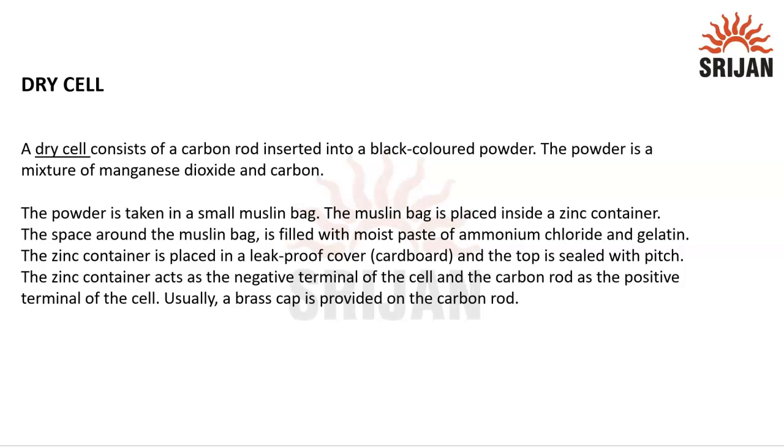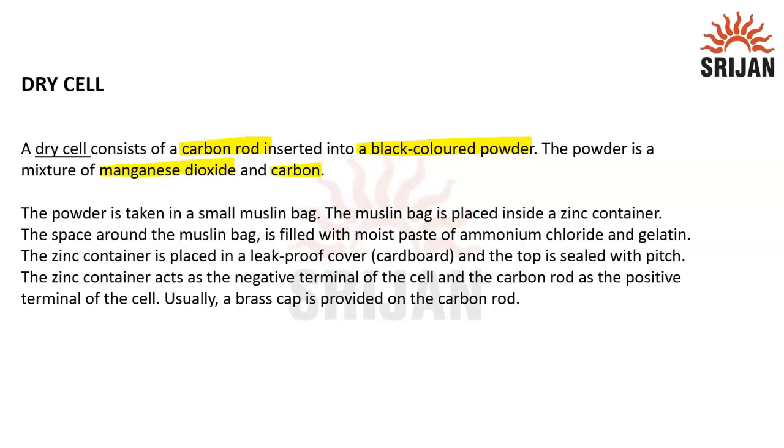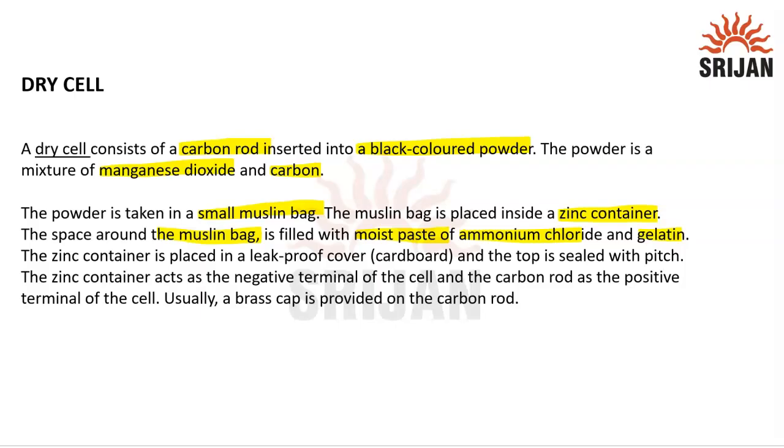A dry cell simply consists of a carbon rod inserted into a black colored powder. The powder is a mixture of manganese dioxide and carbon. The powder is taken in a small muslin bag. The muslin bag is placed inside a zinc container. The space around the muslin bag is filled with moist paste of ammonium chloride and gelatin. This zinc container is placed inside a leak-proof cardboard and the top is sealed with pitch.